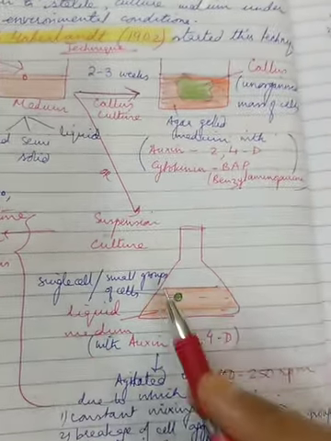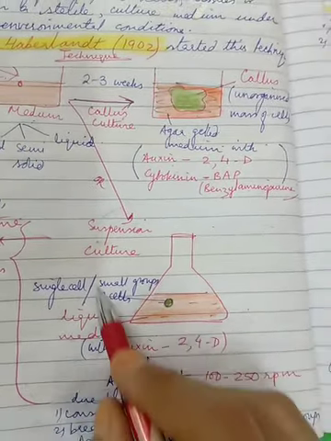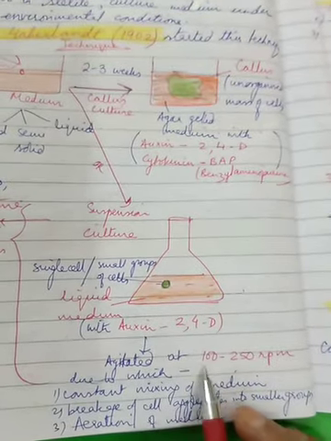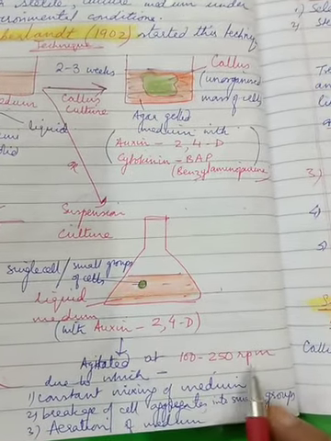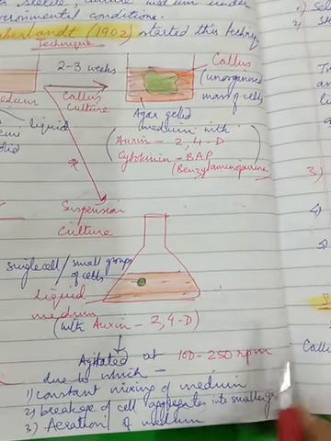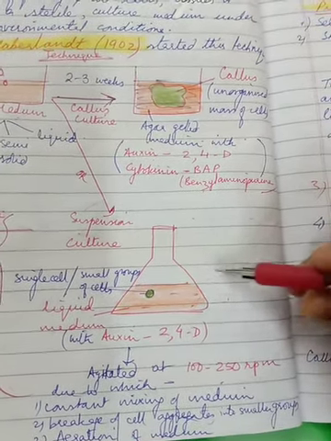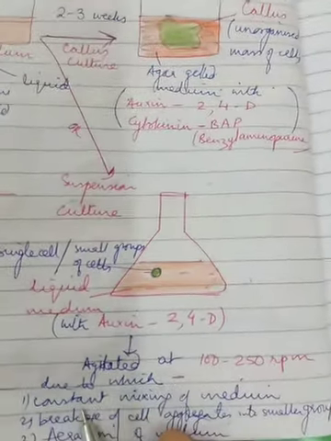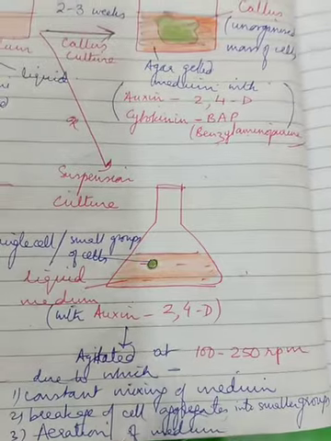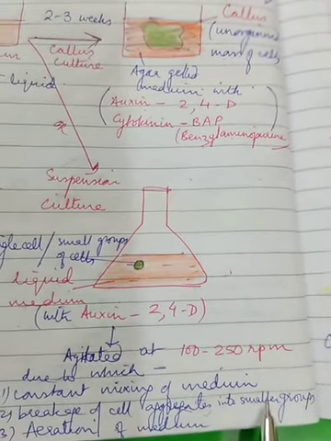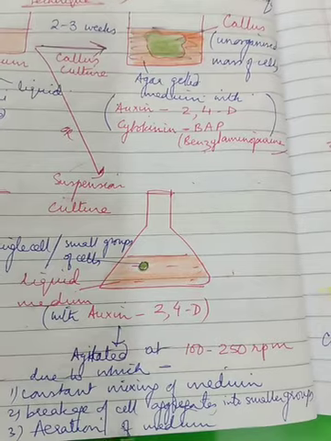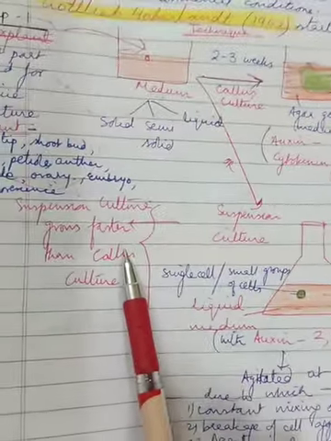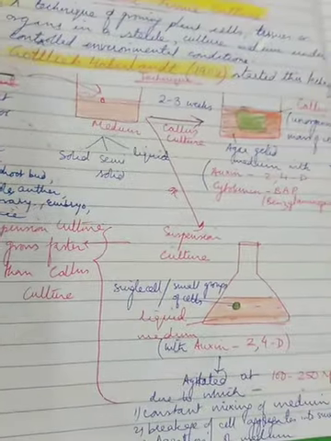Reason, because it can be kept in a device where it can constantly be agitated or mixed at 100 to 250 RPM. That means rotation per minute. So it can be put into a machine and continuously made to shake, right? This will constantly mix the medium, break the cell aggregates into simpler, smaller groups, and aeration of the mixture is brought continuously. So suspension culture, as we call this, grows faster than callus culture.